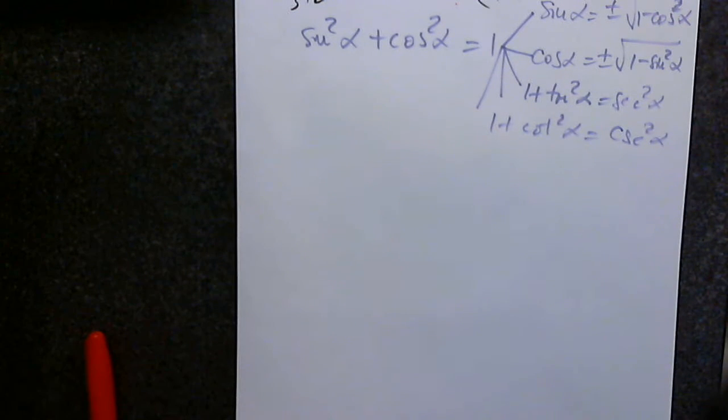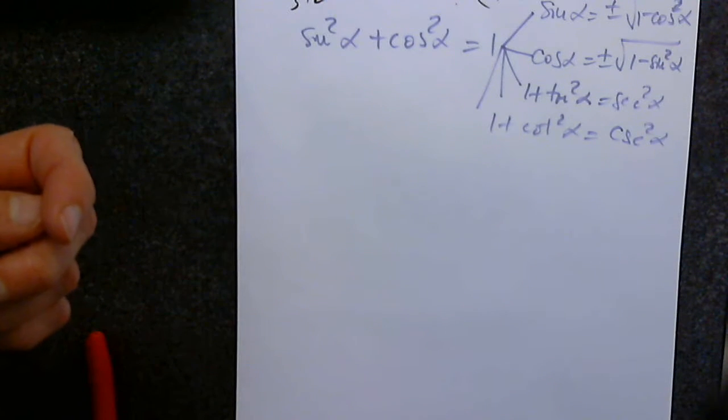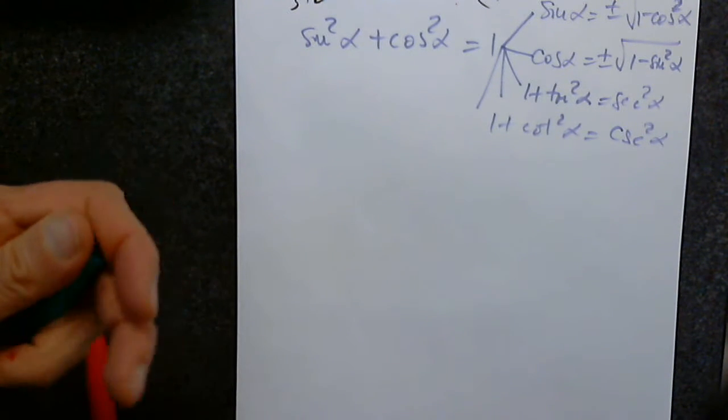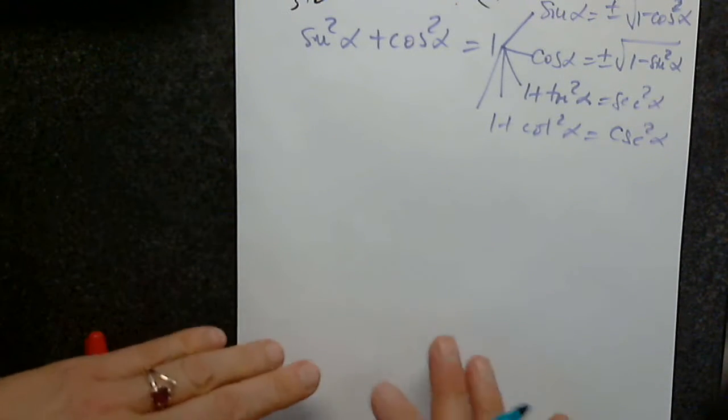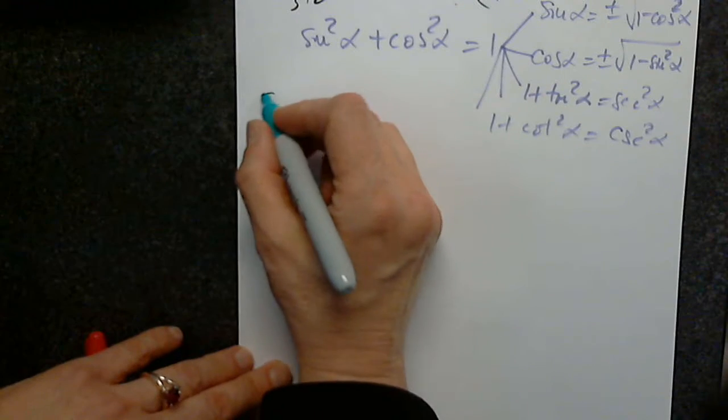Now, the rest of the identities are the tangent, what tangent equals to, sine over cosine. I shouldn't write that, right? Cotangent is 1 over tangent, or cosine over sine. Secant is 1 over cosine, and cosecant is 1 over sine. Yeah. Okay.